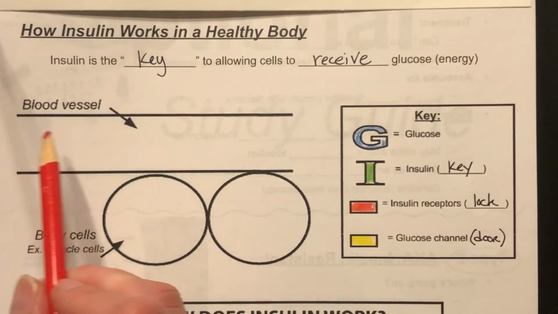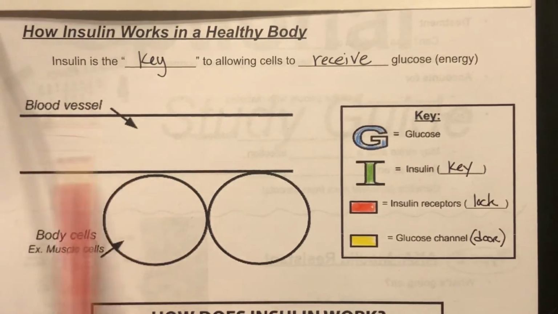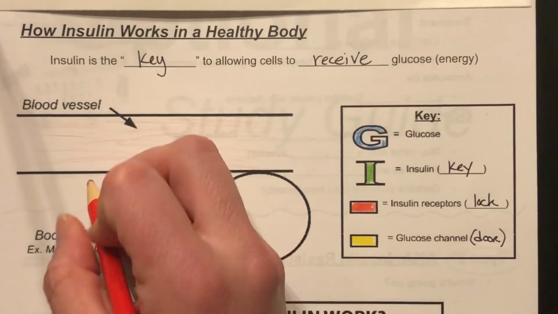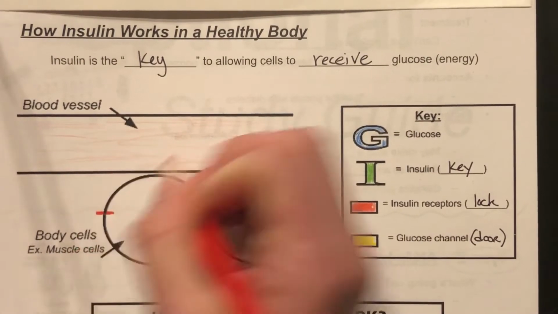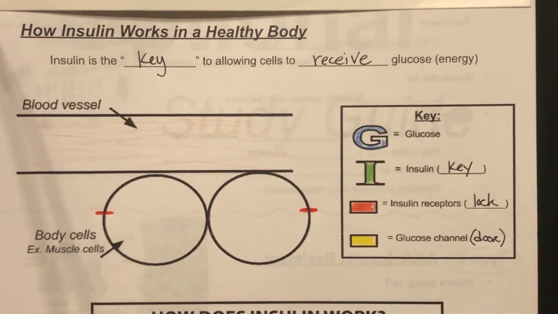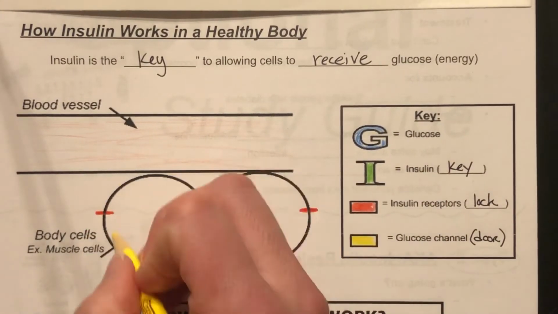So here we have our bloodstream. So you know you have your plasma, your liquidy portion of your blood, red blood cells, white blood cells, and all kinds of good stuff is floating around inside of there. On your cells, we have insulin receptors. We'll just add one to each side. In real life, there's going to be more than this. And then you're also going to have a glucose channel.